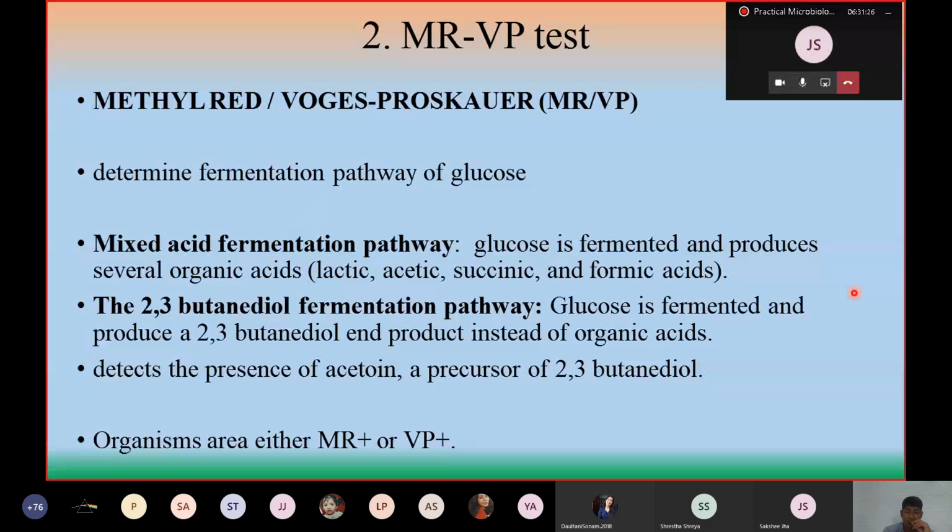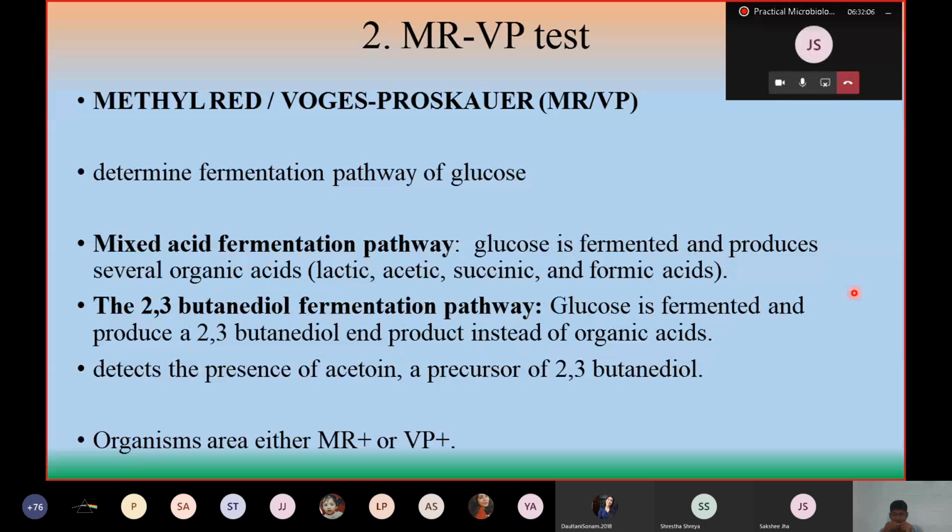Now, since we have seen two pathways going entirely different ways, the same organism cannot be MR positive and VP positive together. At a time, they are either MR positive or VP positive. Or in other words, if an organism is MR positive, that organism will definitely show VP negative. If that organism is VP positive, then that organism will definitely show MR negative. Details of the test will come again later.